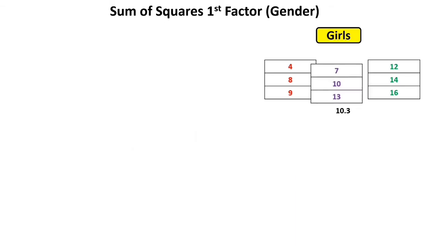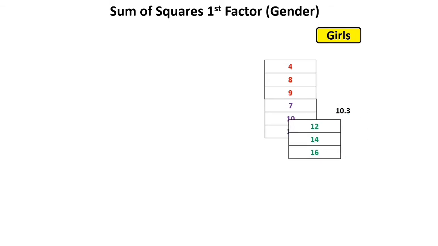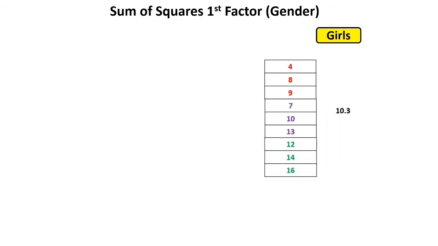I'm going to do the exact same thing to the girls' scores. Take all the data and organize it into a single column. Then, copy 10.3 next to the scores. And subtract the grand mean, which is 9 by the way, and this is equal to 1.3. Square it, and that is equal to 1.7. Then, let's do that to each girl's score.